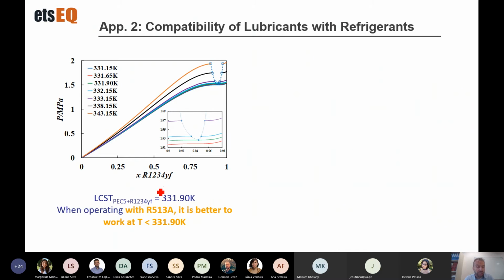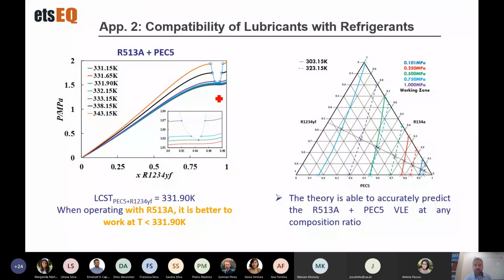Remember that when there is a leak of lubricant, we will be in that area, okay? Because we will have a lot of refrigerant and a little bit of lubricant, so we will be close to that area. This is the ternary mixture prediction.